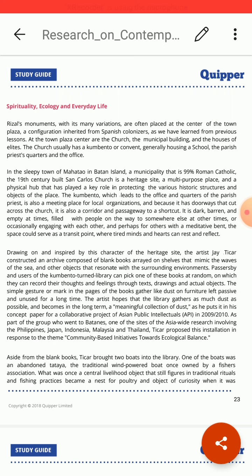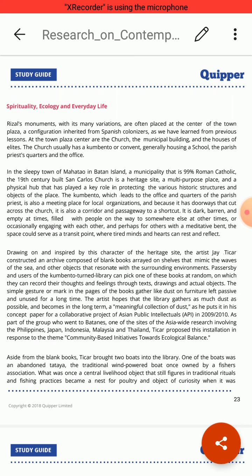The 19th century built San Carlos Church, a heritage site, a multi-purpose place, and a physical hub that has played a key role in protecting the various historic structures and objects of the place. So in the 19th century daw, nag-built og San Carlos Church, which protects those historical structures and objects, those important structures that are kept here.